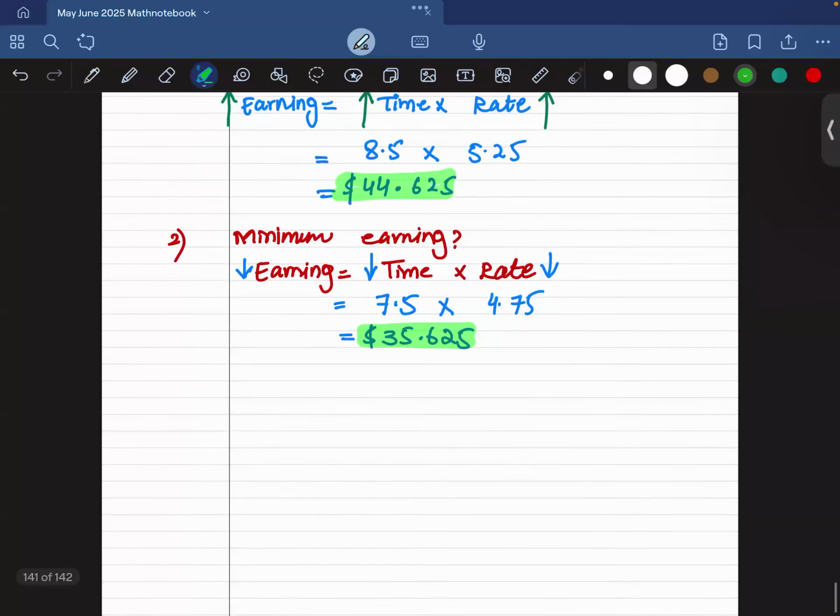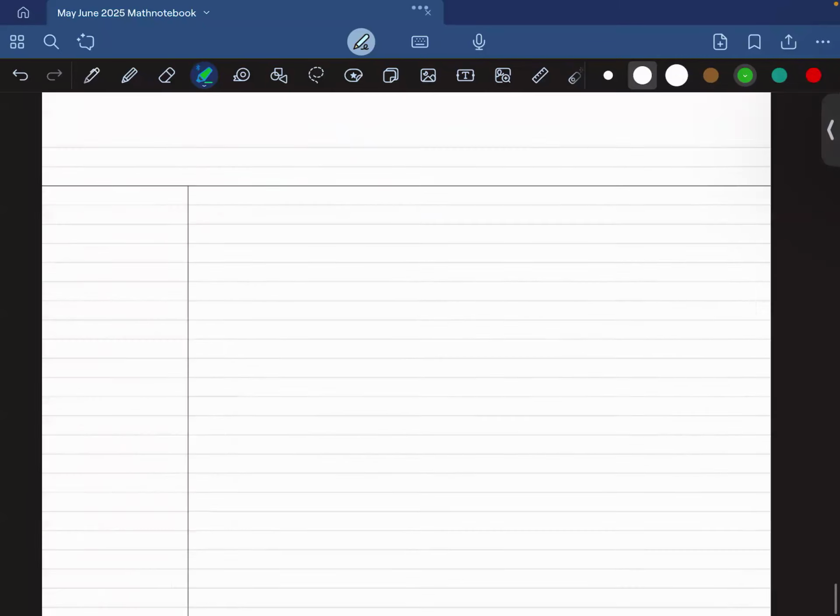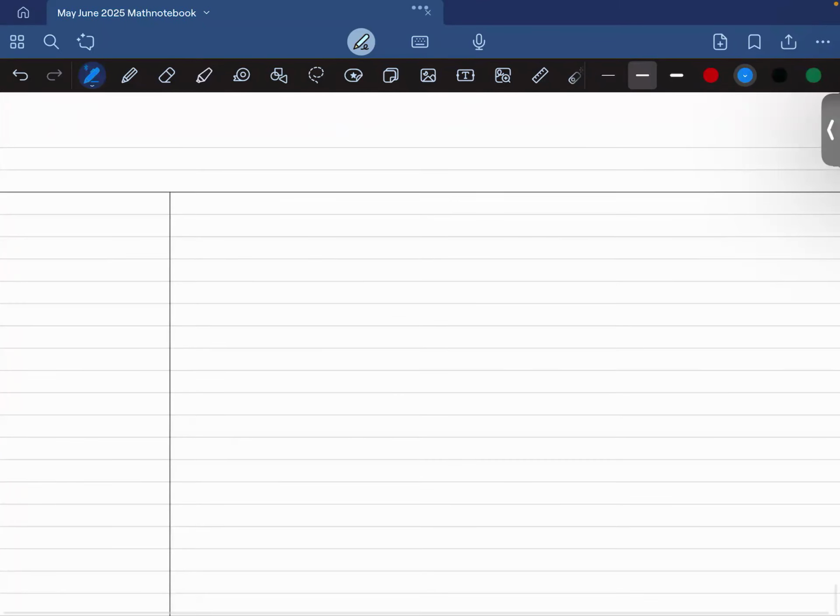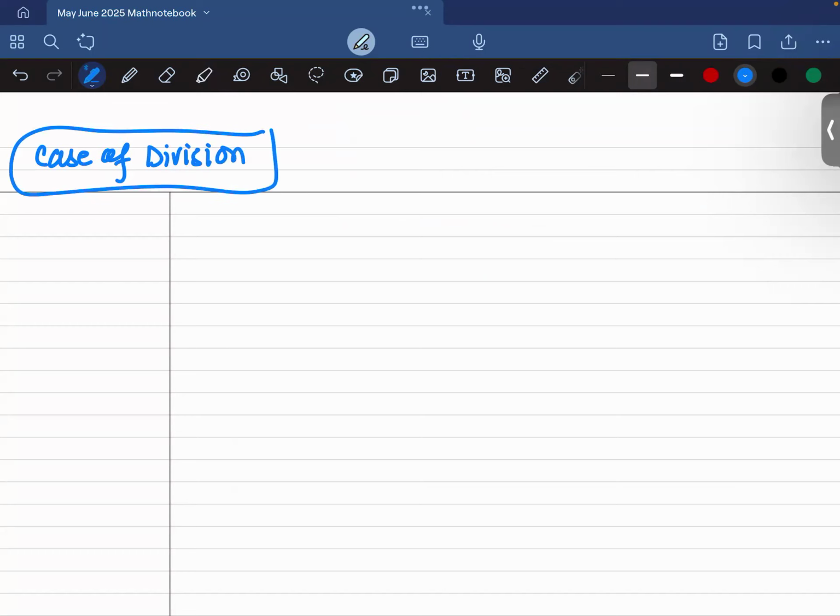Let's create a formula with a division. So better pay attention. Question. Case of division. This is a very easy topic, and with a little practice, insha'Allah you will get it. Question.